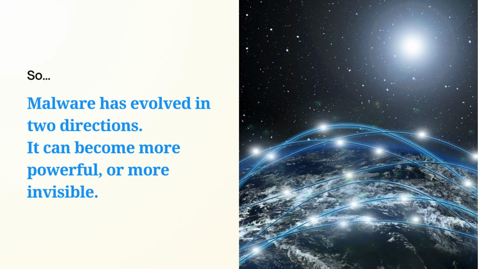So the biggest takeaway for me is that malware hasn't just gotten more advanced. It has evolved in two different directions. It can become more powerful, like Stuxnet reaching into physical infrastructure, or more invisible, like Astaroth hiding inside legitimate system processes. Understanding both directions helped me see why modern security teams can't just watch for malicious files anymore. They have to watch for malicious behavior too.